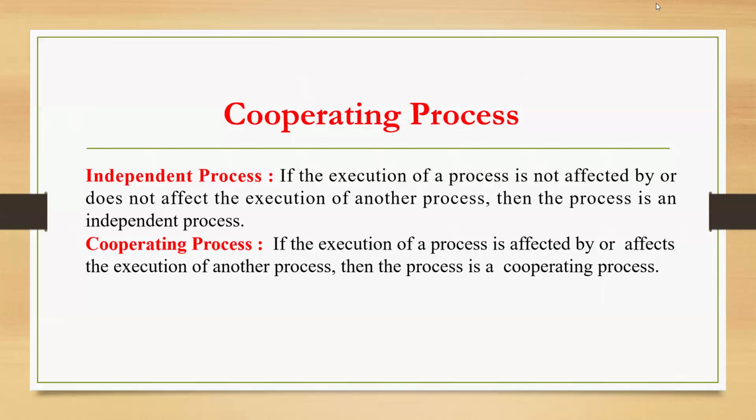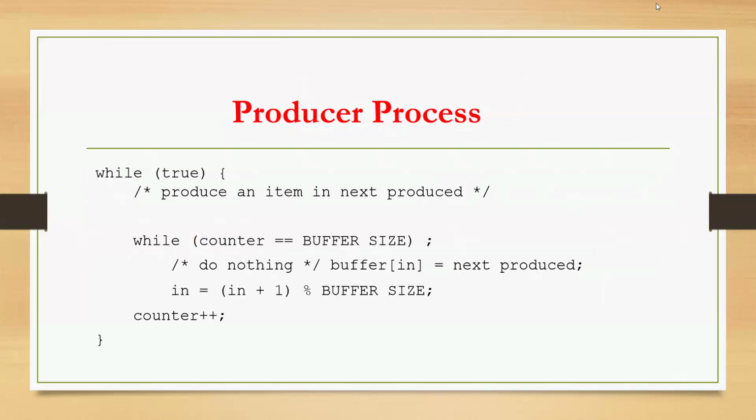And what is a cooperating process? If the execution of the process is affected by another process, that is called a cooperating process. It is not possible to complete all the tasks successfully, because the execution of one process is affected by the execution of another process. As I already told, there are three important problems: the producer consumer problem, the readers writers problem, and the semaphore problem. In this example, we see the producer consumer problem.